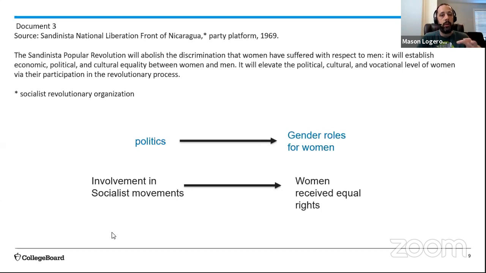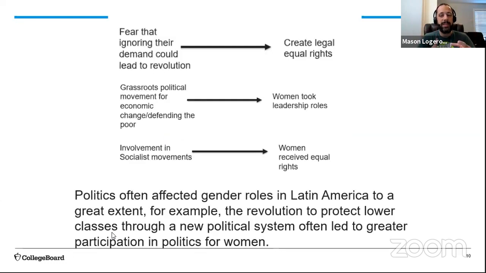So once you look at all 3 of those documents, you can put them together into a thesis statement. And here's one example of Smith's thesis statement that he wrote. Again, yours might look similar. It might look different. It's fine if it's different, but talk to your teacher about it if you want to get some feedback on it. But again, he's arguing that these revolutions to protect lower classes often led to greater participation in politics for women. And those 3 documents do seem to back that up.